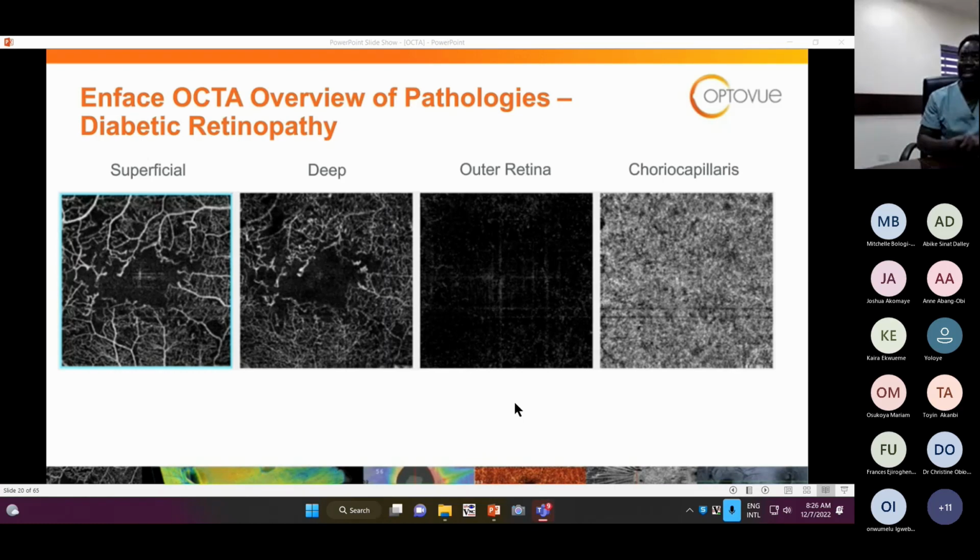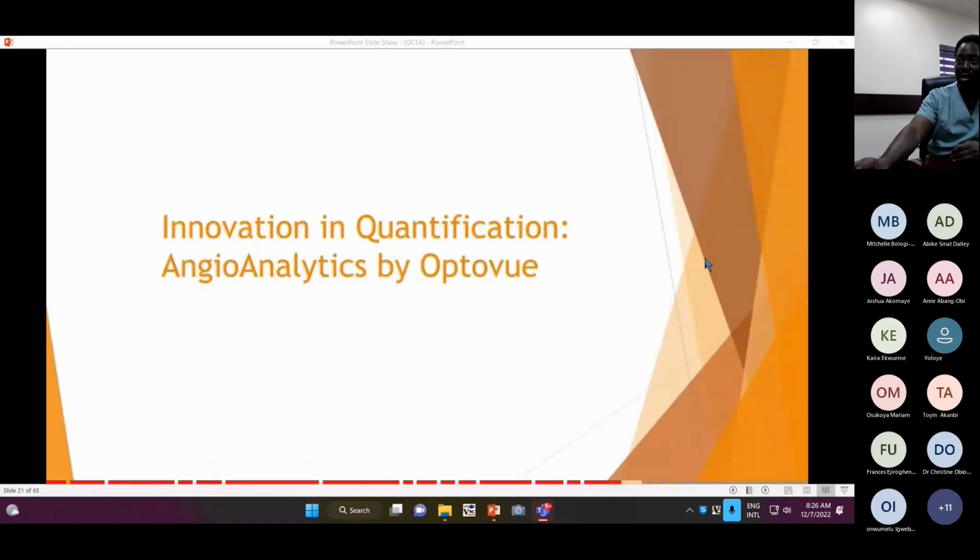So we see in the OCTA the different pathologies from different layers in diabetic retinopathy. We can see the superficial, and we can see an enlarged fovea avascular zone here. We can see the deep vascular plexus. We can also see that there's an enlarged fovea avascular zone. We can see the outer retina, and we can see the choriocapillaris as well.